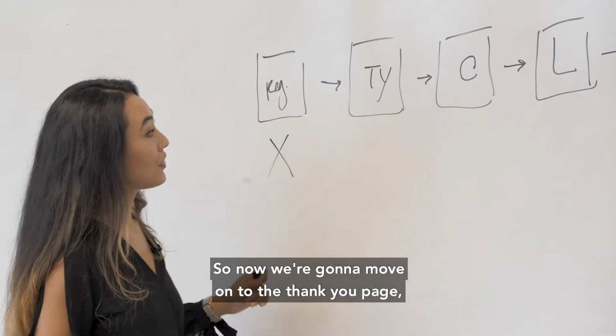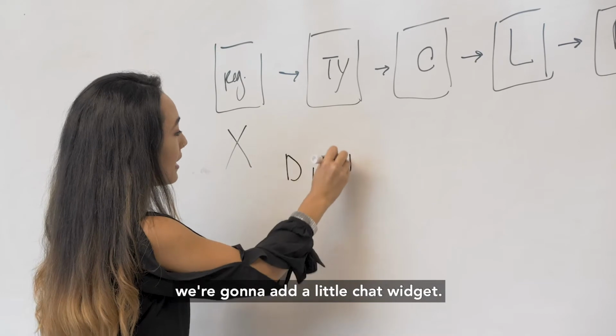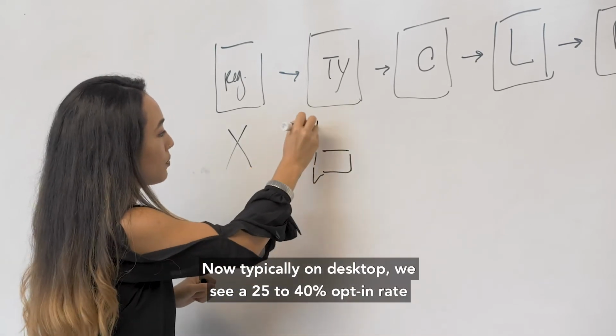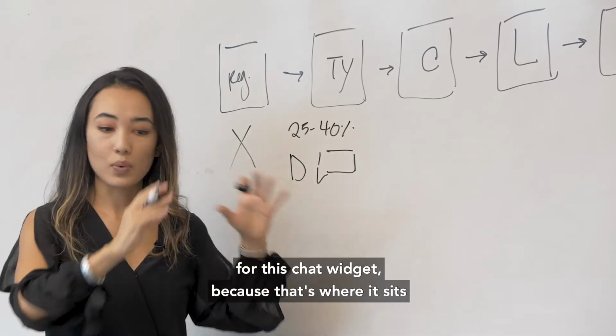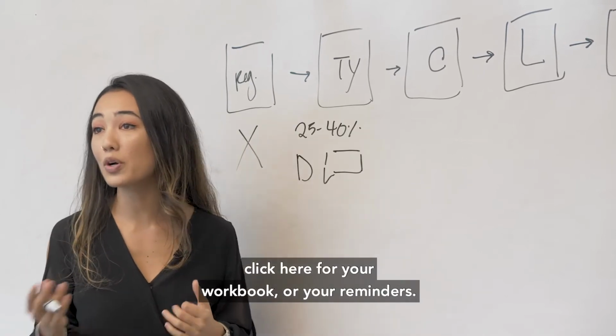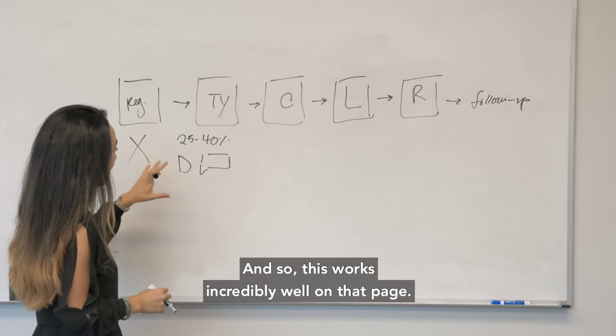So now we're going to move on to the thank you page, where on this page, just on desktop, we're going to add a little chat widget. Now, typically on desktop, we see a 25 to 40% opt-in rate for this chat widget, because that's where it sits at the bottom right corner of the page, and it might say something like click here for your workbook or your reminders. And so this works incredibly well on that page.